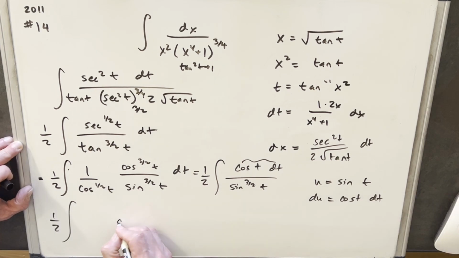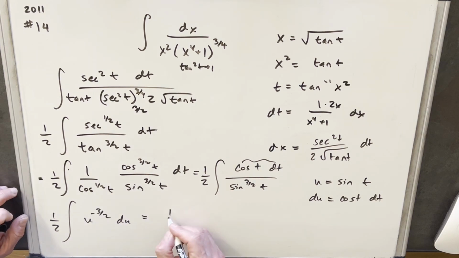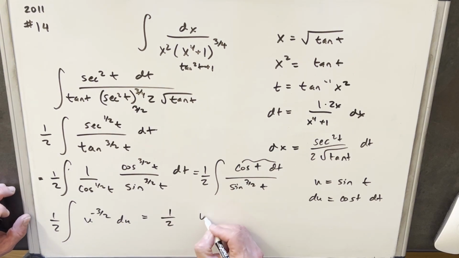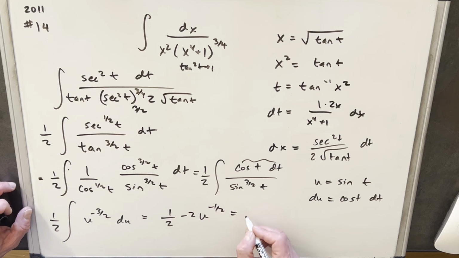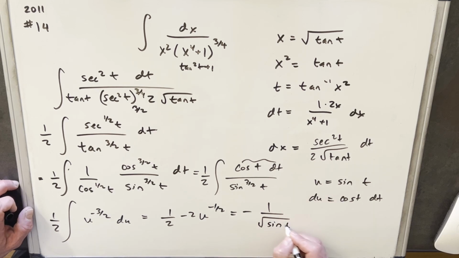So we're going to have our du. And then here, this is going to be just u to the minus 3/2 because it's in the denominator. Then I'm just going to integrate. U to the minus 3/2 is going to be u to the minus 1/2, but then we're going to need the power rule, minus 2. So we're going to have minus 1 over the square root of u, which is just sine t.